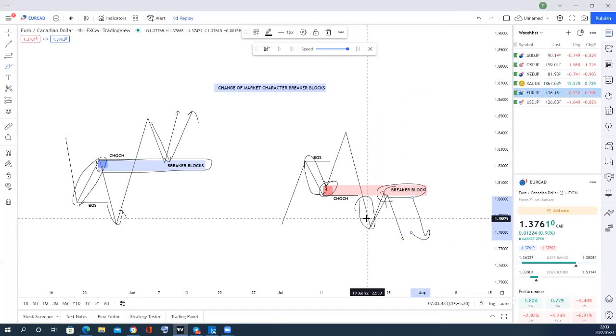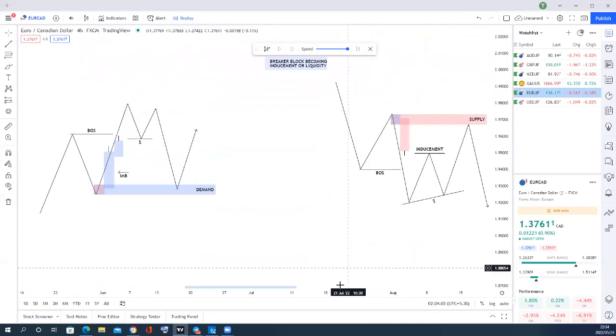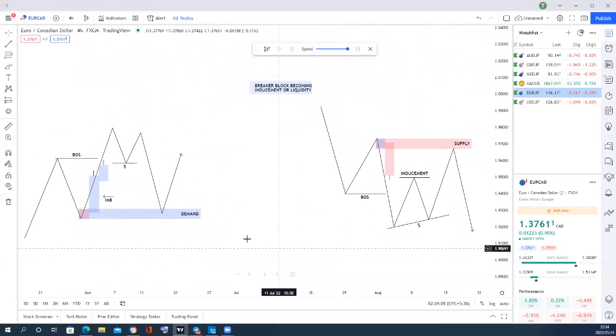you need to be able to understand the whole theory of breaker blocks. You understand? Like I said in the theory phase, a breaker block can sometimes act as an inducement or liquidity that can be used in future cases. So now I'm going to show you guys how a breaker block can be used as an inducement and a liquidity. So very simple concept. You understand?